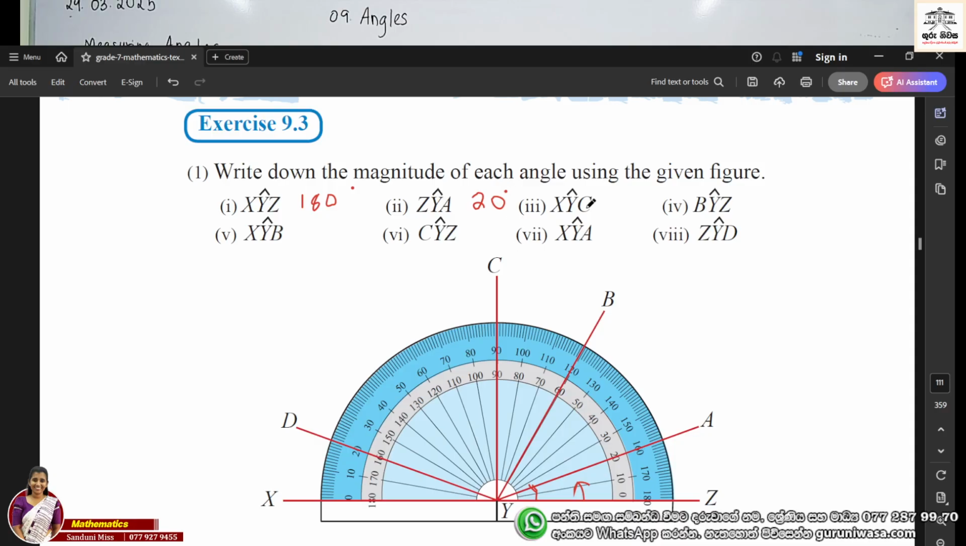Right. We'll see now XYC. XYC is this part. Now you are starting from this side, so which scale do you have to use? The outer scale. When you are measuring from this side, you have to use the outer scale. So when you go with the outer scale, you meet 90 degrees.